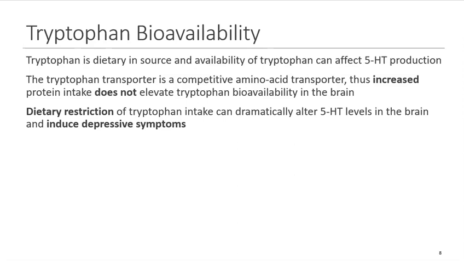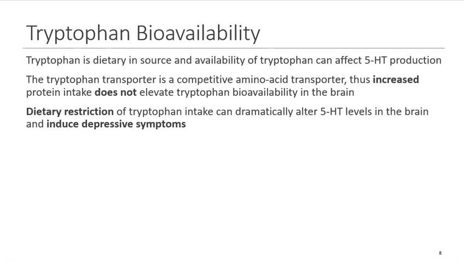So tryptophan bioavailability. So tryptophan, where do you get it pretty much? So tryptophan is dietary in source, and the availability of tryptophan can really affect your serotonin production. So if your diet doesn't involve tryptophan, that can actually affect your mood because your body might not be able to produce enough serotonin.